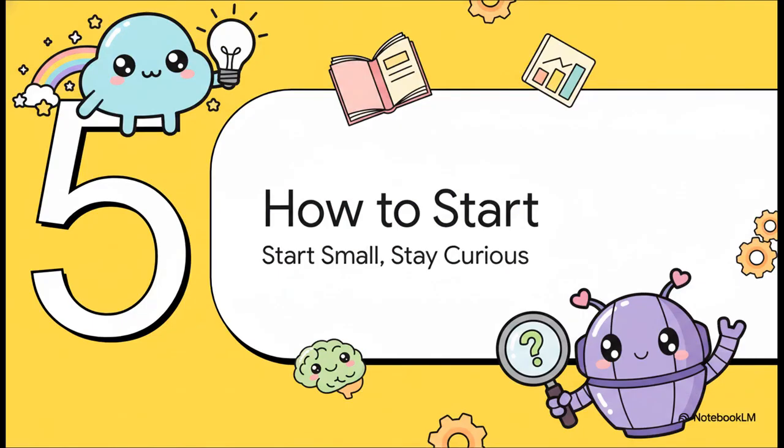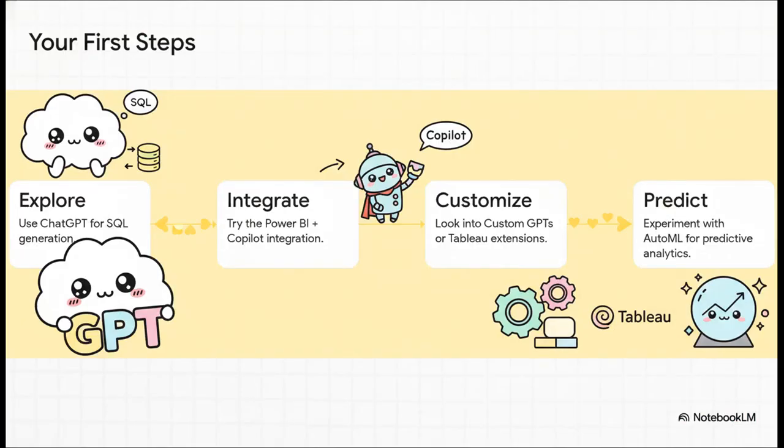Okay, I get it. This can all sound like a lot. But listen, you don't have to become some AI wizard overnight. The real key is just to start small and stay curious. Let's look at a few practical first steps you can take right now. So here's a simple little roadmap to get you going. Start by just exploring. Ask ChatGPT to write a SQL query for you. Then maybe try integrating a tool you already use, like Copilot inside Power BI. From there, you could look into customizing solutions or even predicting outcomes with AutoML.